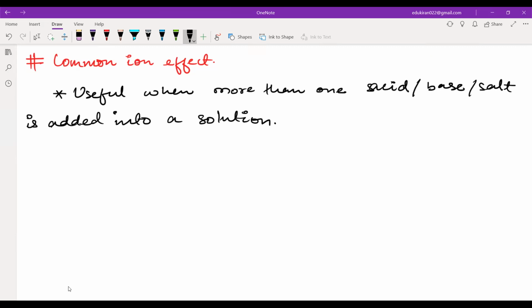Whenever you are going to add more than one acid, more than one base, or you are adding one acid and one salt, and you have these different combinations, then this is very useful: the common ion effect.